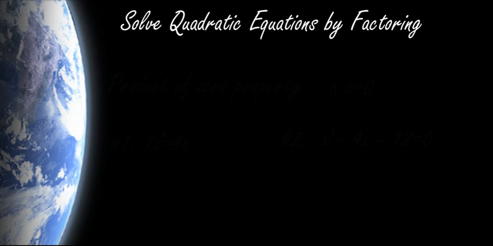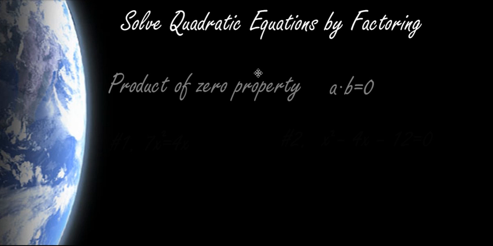Alright, let's talk about solving quadratic equations by factoring. Now, in order to solve equations by factoring, we need to know about the product of zero rule. Basically, if you have two things that are being multiplied together and they equal zero, one of them has to be the zero.